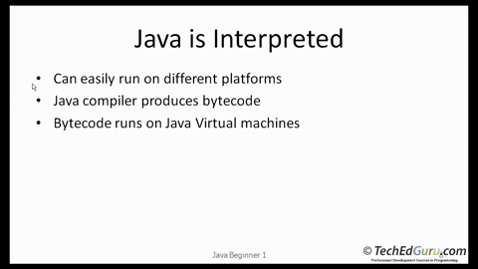Java is an interpreted programming language, and because of that, it can easily run on different platforms. So you could build a Java program, a Java application. You can compile it on Windows, and you can take the compiled code and run it on Linux or Macintosh. The Java compiler produces bytecode, and the bytecode runs on the Java Virtual Machine or Java Runtime, which is available for a variety of operating systems.